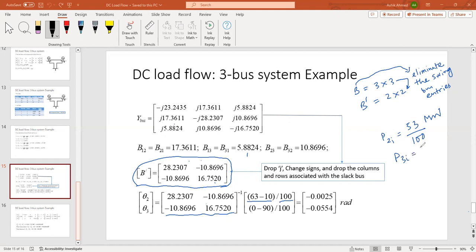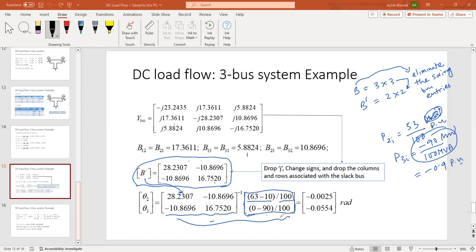P3I was minus 90 megawatt. Divided by 100 MVA, that gives you minus 0.9 per unit. So this is how you get the power injection. This is the reduced B matrix, or B dash matrix. You take the inverse of that, multiply with the P injection, and solve this expression. Multiplying these two matrices gives the result for theta 2 and theta 3, in radians.